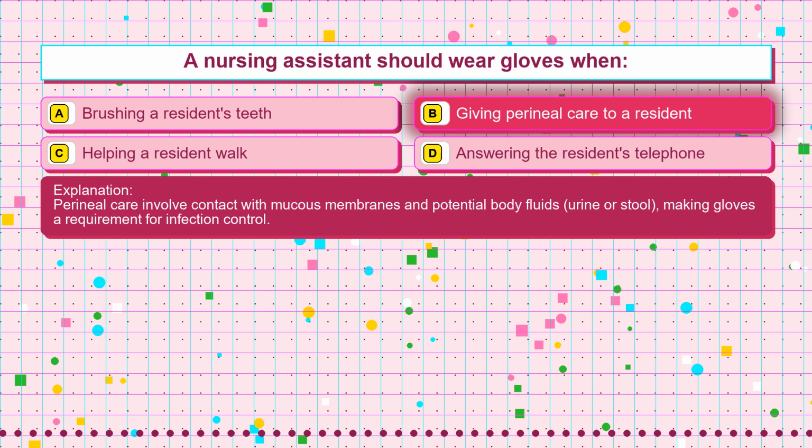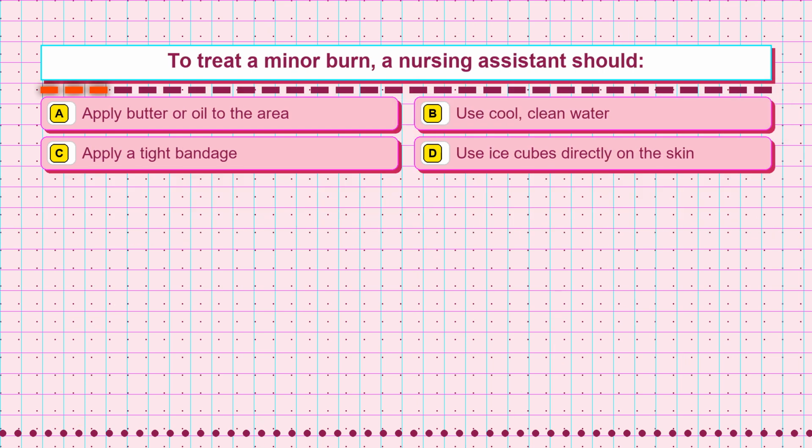Question 7. To treat a minor burn, a nursing assistant should: Option A. Apply butter or oil to the area. Option B. Use cool, clean water. Option C. Apply a tight bandage. Option D. Use ice cubes directly on the skin.